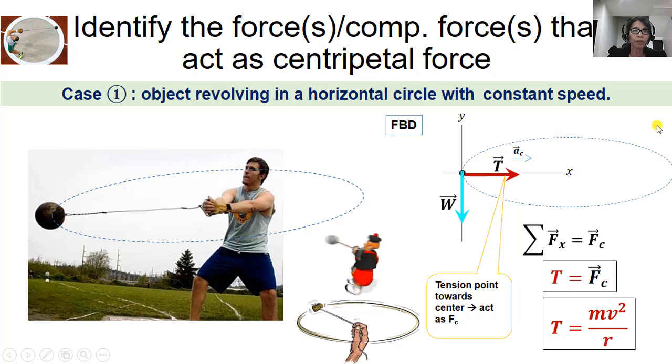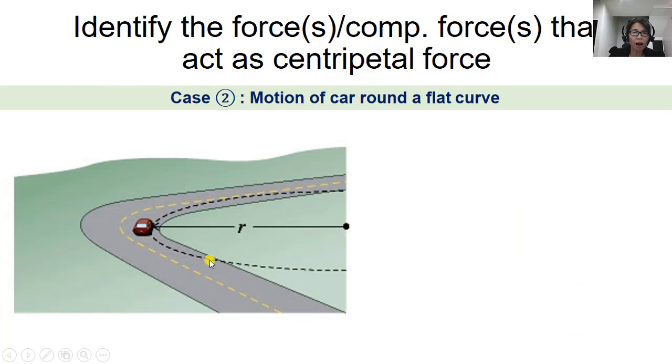Then we move on to the second situation. In the second situation, we might have a car rounding a flat curve. The car is doing circular motion, rounding a flat curve of radius r. To identify what force acts as the centripetal force that enables the car to round the curve safely, we first identify the forces that act on the car. The car has mass, so it has weight downwards. Then the tire of the car is in contact with the surface of the road, so perpendicular to the surface of the road we have the normal reaction force upwards.